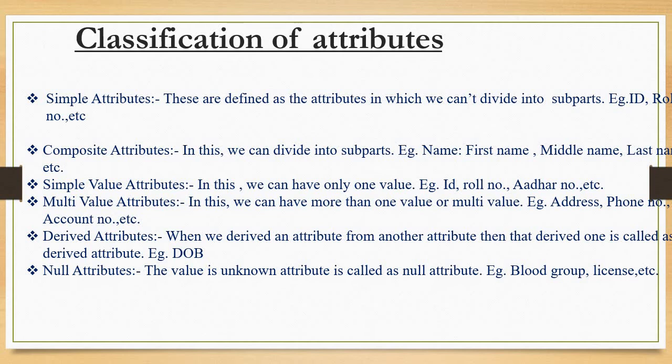Can any person have many phone numbers, many account numbers, or many addresses? Okay. So now the fifth point is derived attributes. When we derive an attribute from another attribute, then that derived one is called a derived attribute. For example, the date of birth. How can we say that date of birth is a derived attribute?